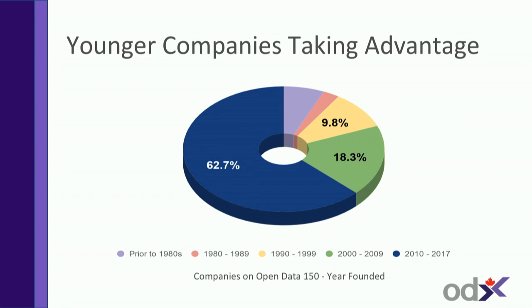One of the pieces of information we collected as part of this was the year that the company was founded. And one of the interesting things when I looked at it is that 80% of the companies in Canada that are using open data that answered the survey were founded in the year 2000 onwards. So they're all fairly recent in terms of their development.